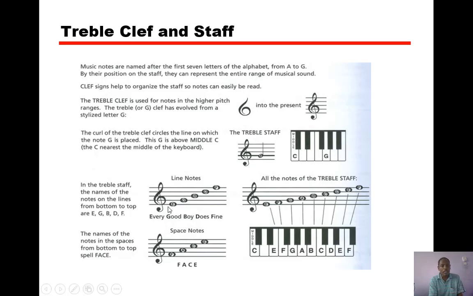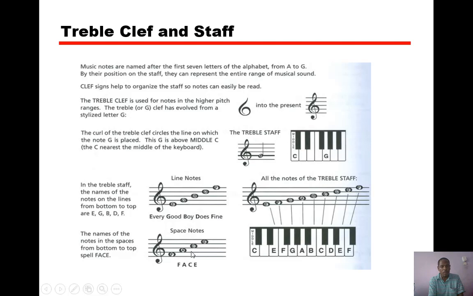The first line is the E line. The second line is G. The third is B. The fourth is D. And the fifth is F. So in the treble staff, these are the names we are going to use: E, G, B, D, F for the lines. So we can say every good boy does fine, just to help us remember the names. Every good boy does fine.